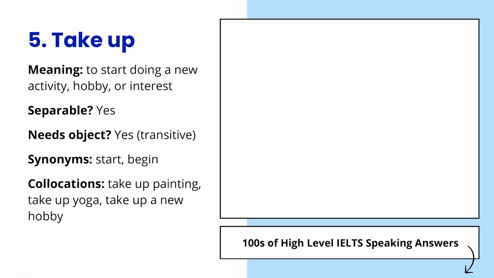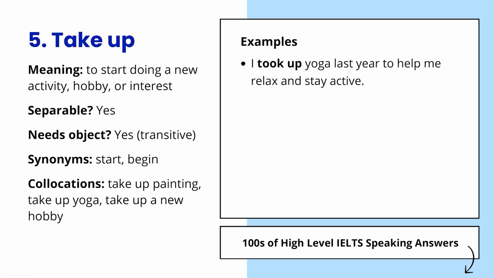So this simply means you start doing painting. Take up yoga. Again, you start doing yoga. Take up a new hobby is also another one. Now, let's look at some examples. I took up yoga last year to help me relax and stay active. So you can see here we have got took and up together.